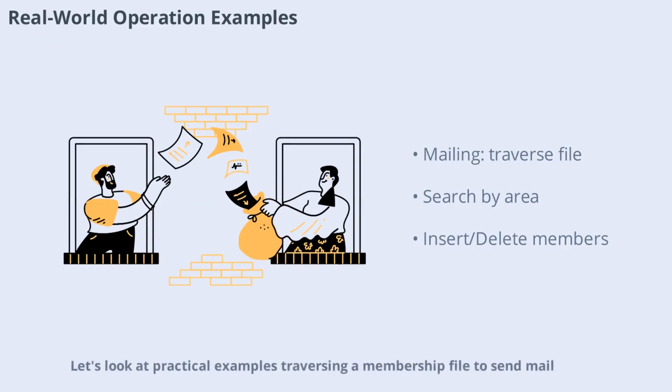Let's look at practical examples. Traversing a membership file to send mail, searching for members in a specific area, inserting a new member, or deleting a record when someone leaves. These everyday tasks highlight the importance of efficient data structure operations in organizations.